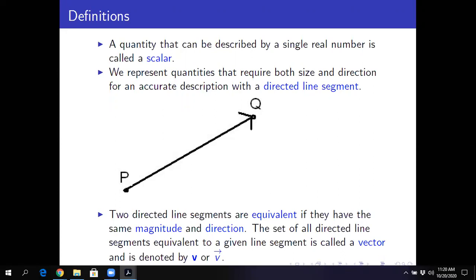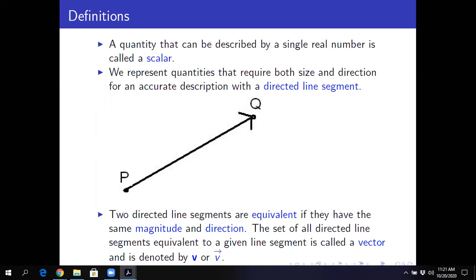So two directed line segments are said to be equivalent if they have the same magnitude and direction, okay? So if we're chiefly interested in movement from some point to another point and how much movement and in what direction that movement happened, then even if that movement happened starting from two different points and ending at two different points, as long as that movement was in the same direction along the same distance, we'll consider those to be equivalent. Okay, so the set of all directed line segments that are equivalent to a given directed line segment is called a vector.